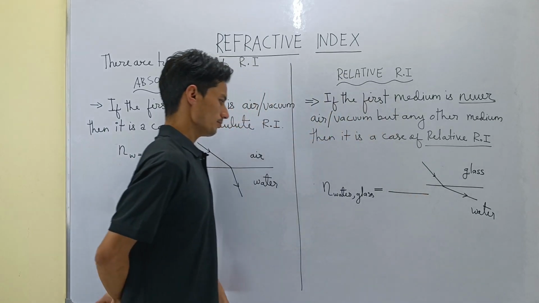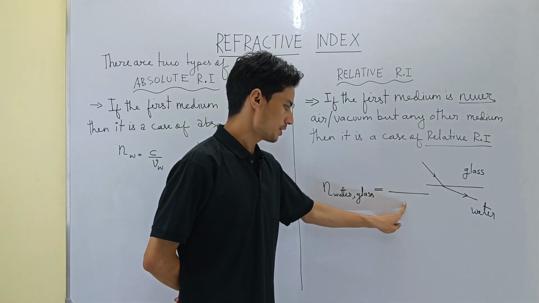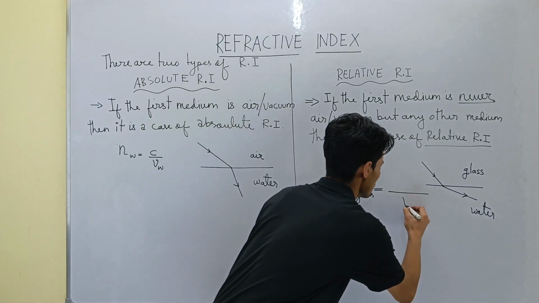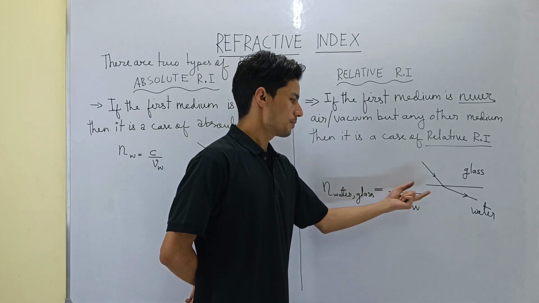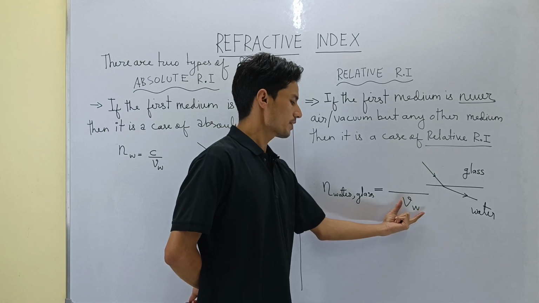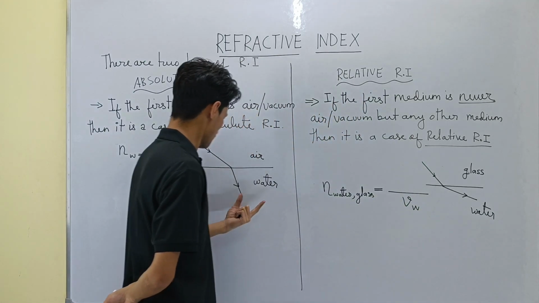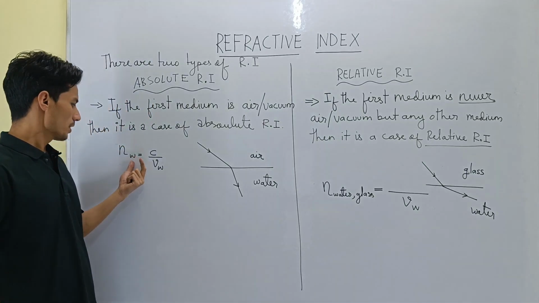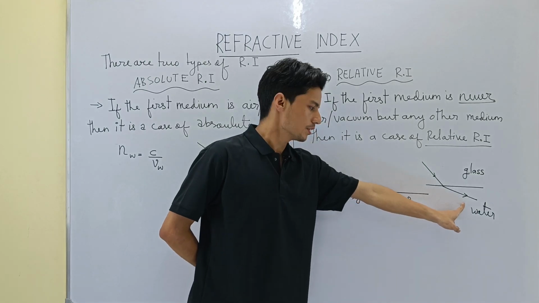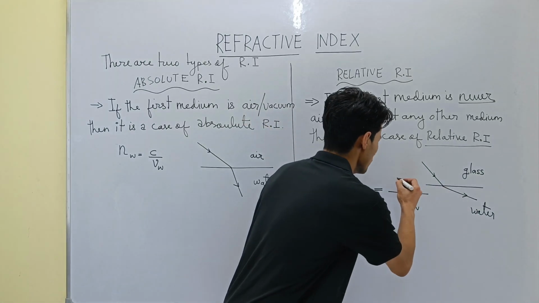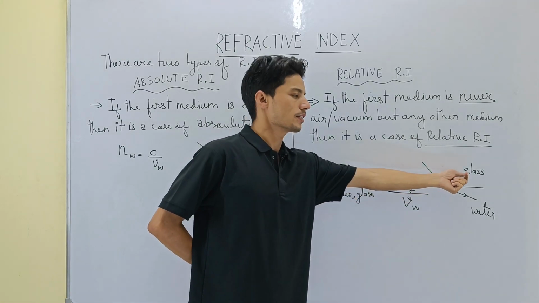Now we are finding the refractive index of water, so here it will be VW. Below we always write the speed of the medium of whose refractive index we are finding. So we are finding for water, so VW. Here also VW. And upside, what will be? It will be VG, V glass, that means the speed of light in the medium glass.